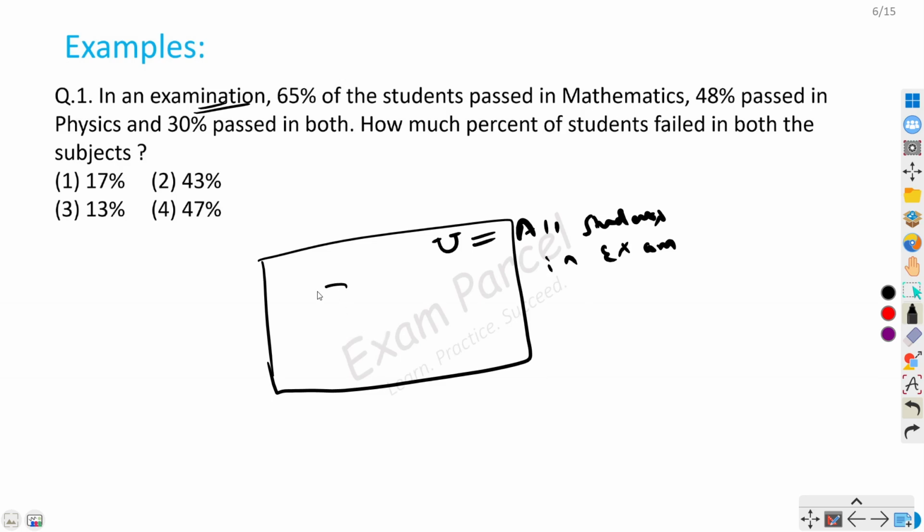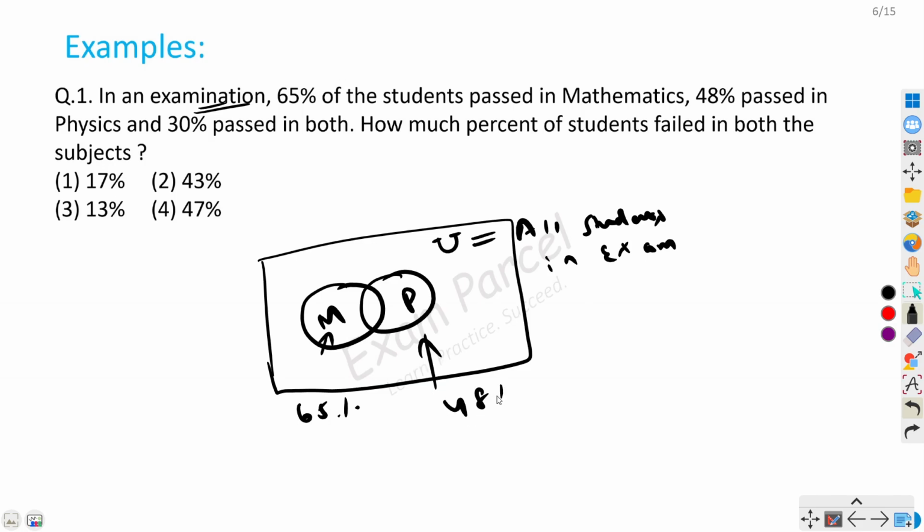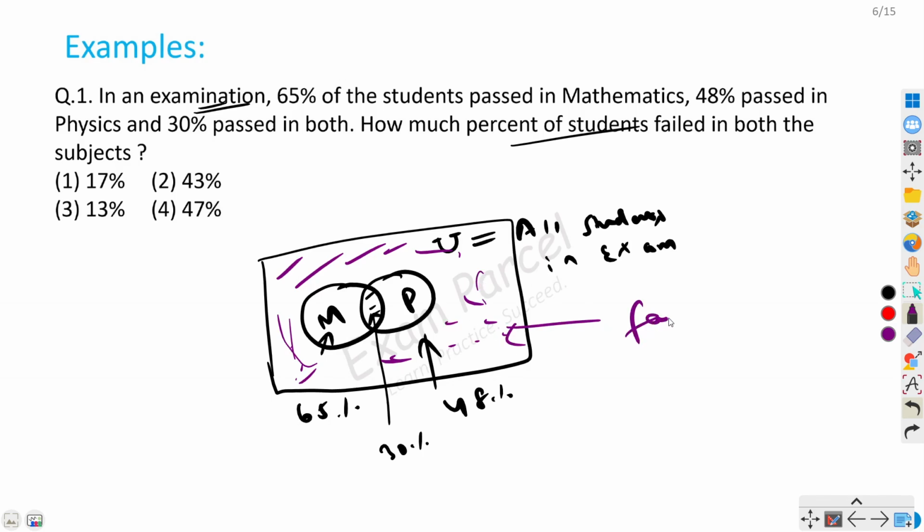65% of students pass in mathematics. Let's say this is M. So this is 65%. 48% passed in physics. This is for physics, 48%, and 30% in both. This portion, 30%, right? How much percent of students failed in both the subjects? Now, what is the failed portion? These are for passed ones, right? So all the outside will be failed ones. This outer area is the failed one. Okay, so this is for failed in both.